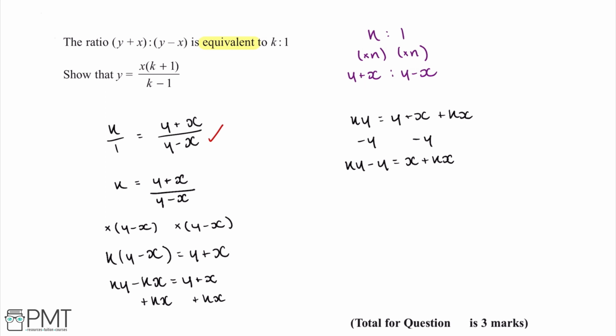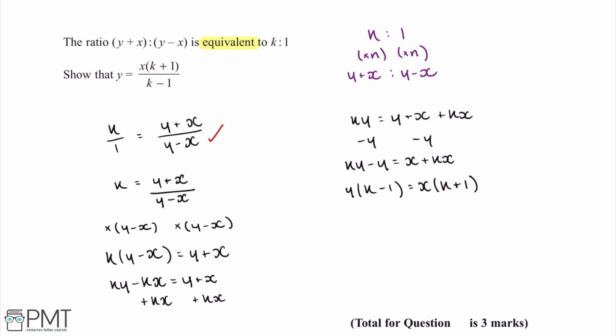So as we can see, we now have two y terms on the left hand side of this equation. So what we can do is factorise this by taking out y. If we divide ky by y, this gives us k, and if we divide negative y by y, this gives us minus 1. And then we can do the same on the other side of this equation. So kx divided by x gives us k, and then x divided by x gives us plus 1.